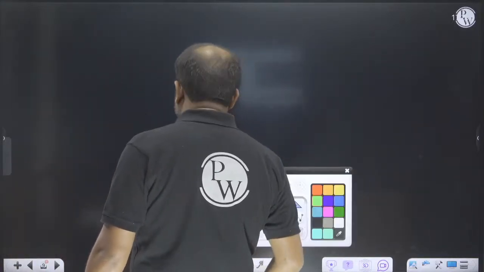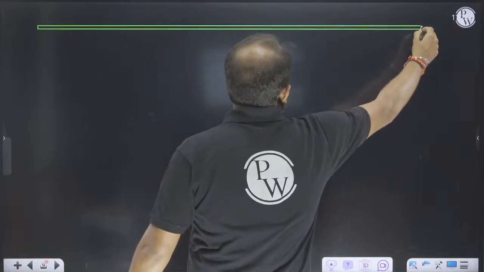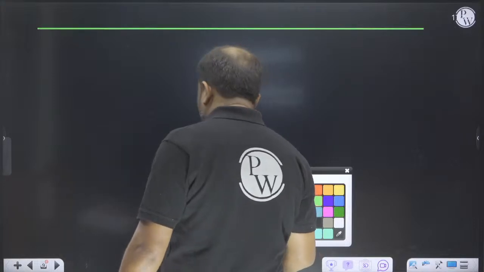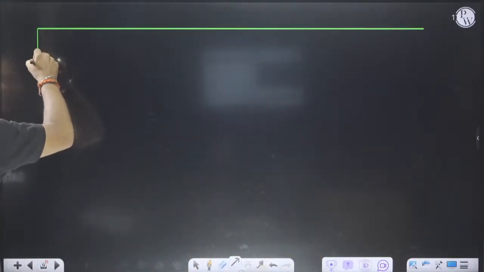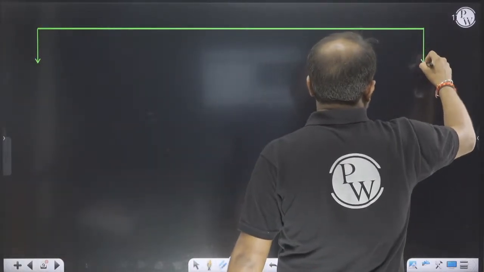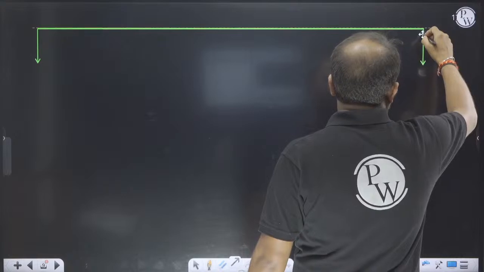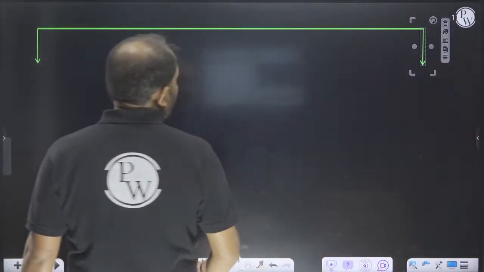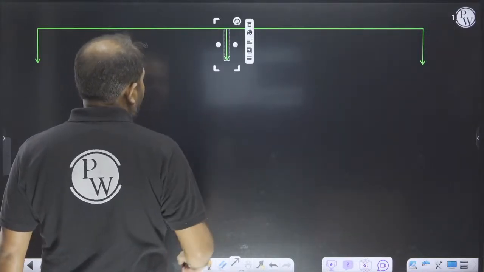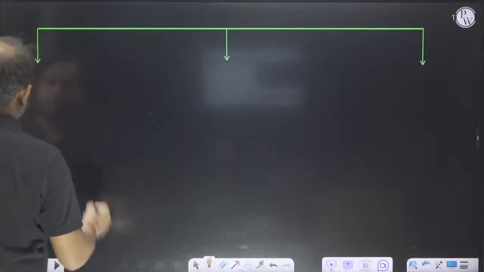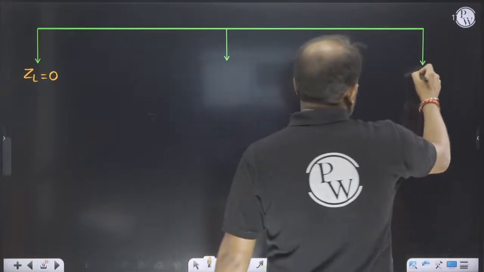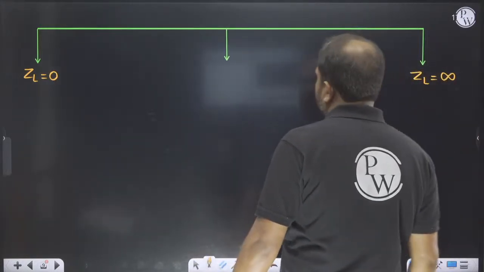So what will be the first point? The first point is that I will take only real values of ZL. I am not taking imaginary or complex values of ZL. I will analyze the complex value of ZL later in the summary, but for the analysis I will do only real values of ZL. So ZL may be 0, because the minimum real value of ZL is 0, and the maximum value will be infinite.